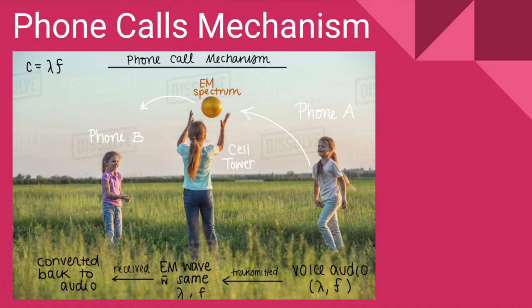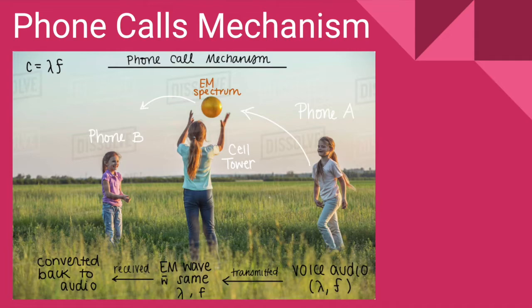Wireless connection requires a transmitter and a receiver, which are located within our phones. As you can see in the picture, we can represent how phone calls work as a game of catch. The ball represents the electromagnetic spectrum that is passed around from phone to cell tower to the other phone.